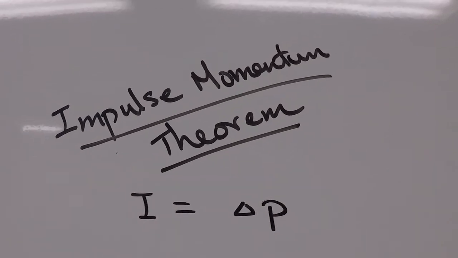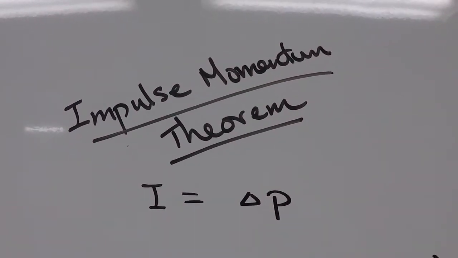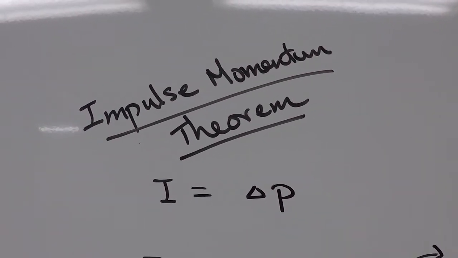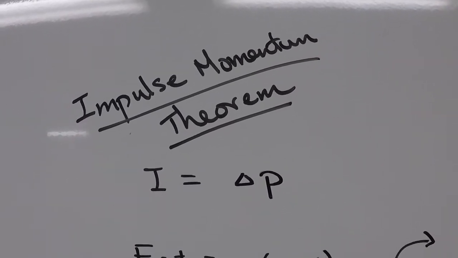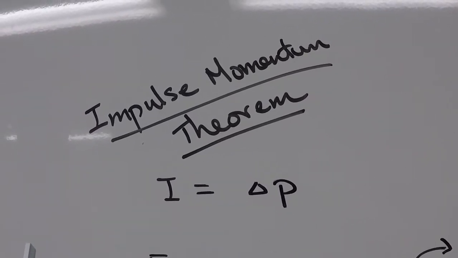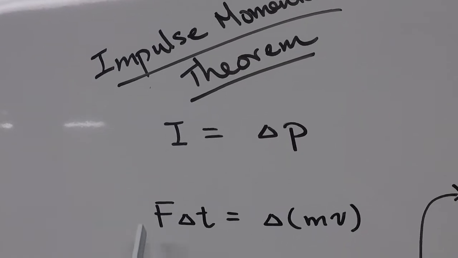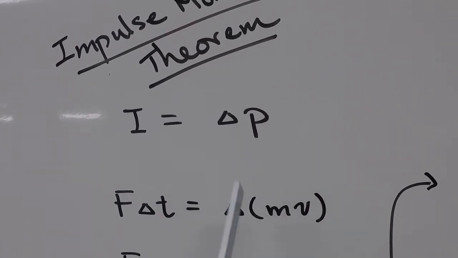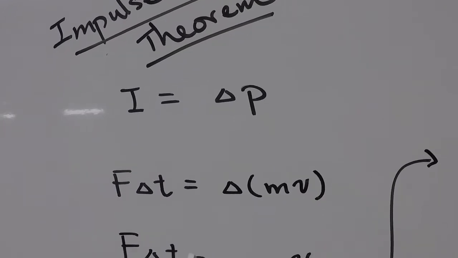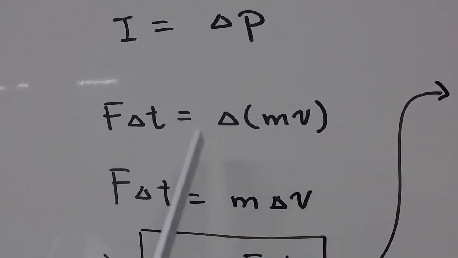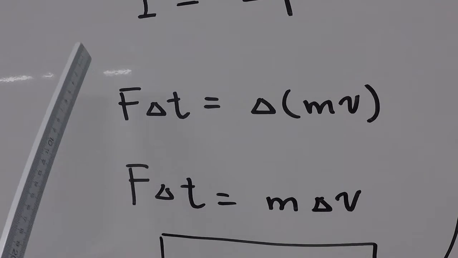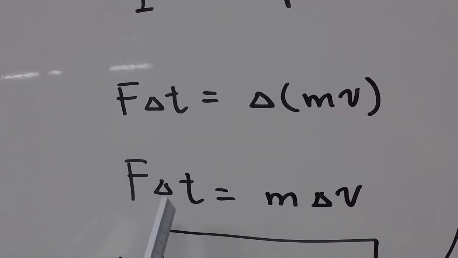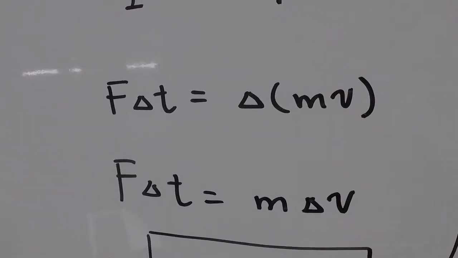In this lab, we'll verify the impulse momentum theorem, which states that the impulse is equal to the change in momentum. By using the definition of I, we can write I as F times delta t, and using the definition of momentum, we can write P as m times v. Because m is a constant, we can take it out, and this equality becomes F times delta t is equal to m times delta v.